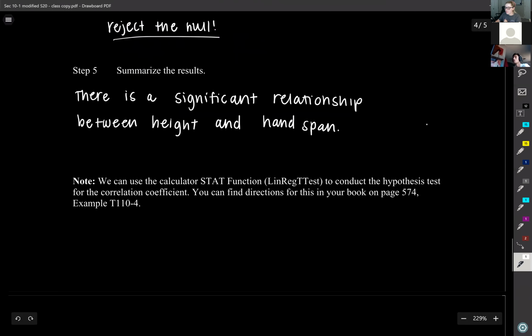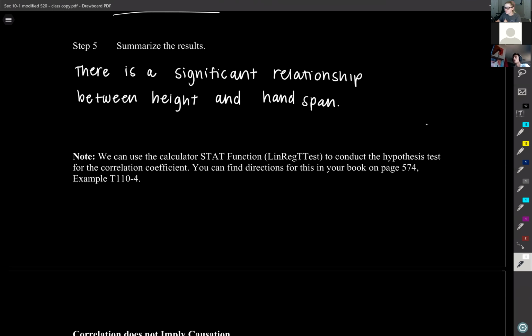Okay. There's a note at the bottom here that says that you can use the stat function on your calculator with the linear regression t-test to conduct the hypothesis test for the correlation coefficient. It does tell you where you can find the directions in your textbook for it. I'm not going to go over it in class, but you can find these directions in the textbook, and it basically walks you through a tutorial of what buttons to press, kind of just how I show you how to do it. So if you're curious, that is in the textbook.